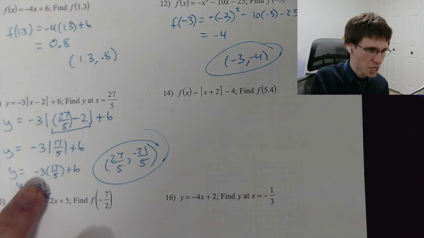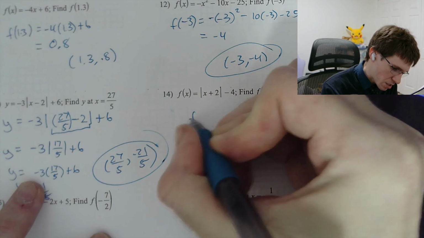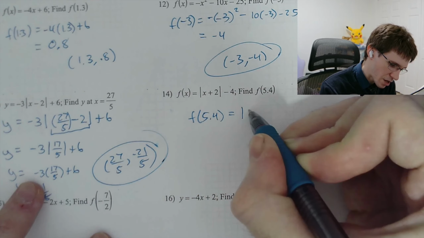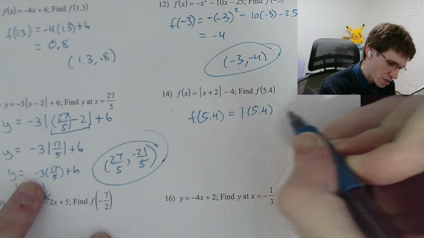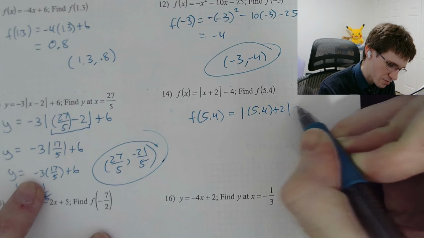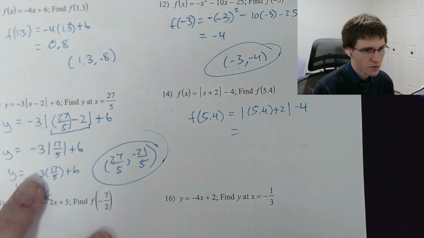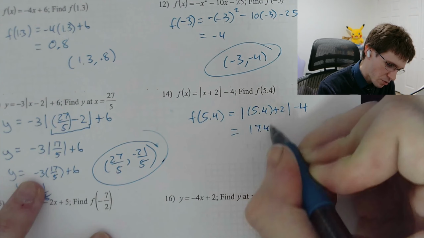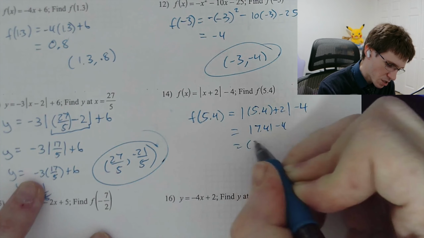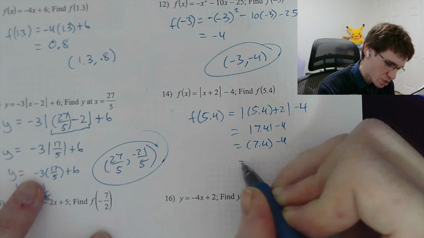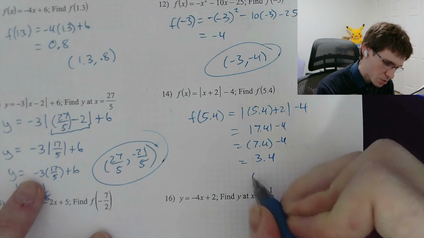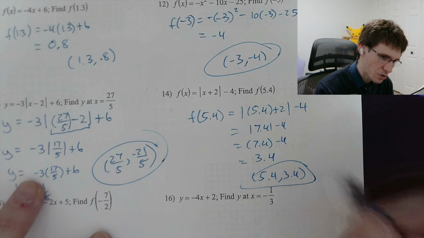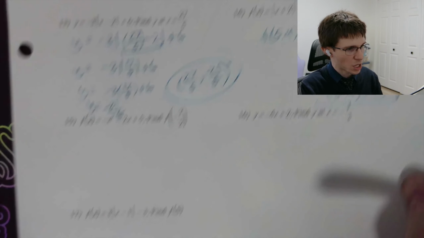Let's move on to number 14. Number 14, same exact idea: f of 5.4 equals absolute value, parentheses, 5.4, end absolute value, plus 2, end absolute value there, minus 4. 5.4 plus 2 is 7.4. So we end up with the absolute value of 7.4 minus 4, which is 3.4. So we get a final coordinate 5.4, comma 3.4. Beautiful and easy. Let's move on to question number 15.